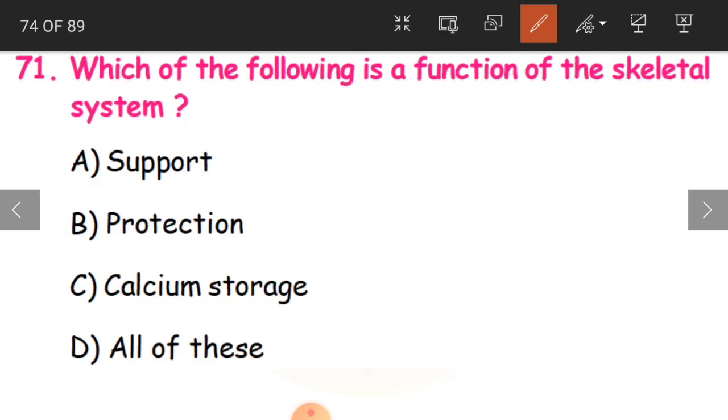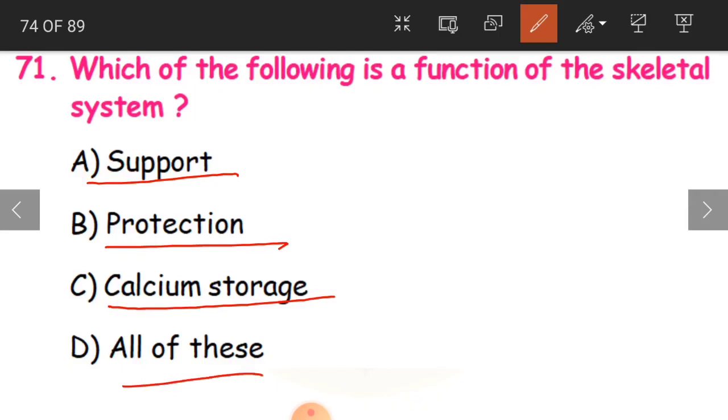Which of the following is a function of the skeletal system? Like what does this skeletal system do? Function is nothing but the work. So is it going to support our body, protect our body, or store calcium in our body, or all of these? And the answer is all of these.